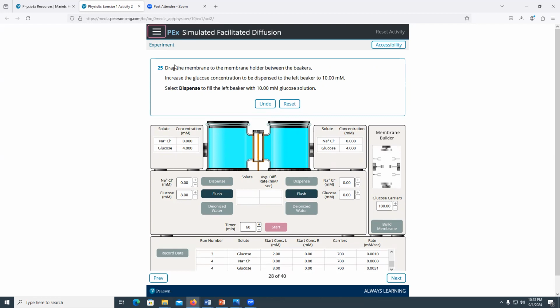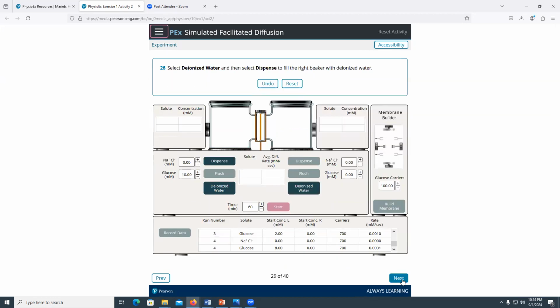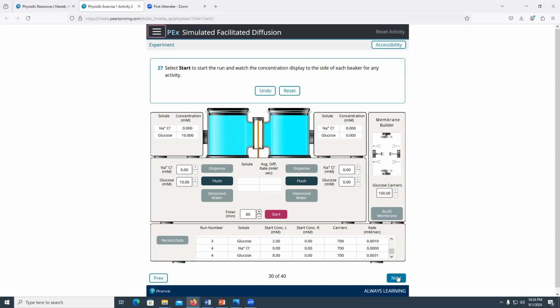And now we're going to increase glucose concentration to be displaced in the beaker to a 10. Then we're going to dispense that. Then we're going to dispense water. Then we're going to start a run. So we're going to equilibrate. We began with 10, so we should have 5 on both sides.